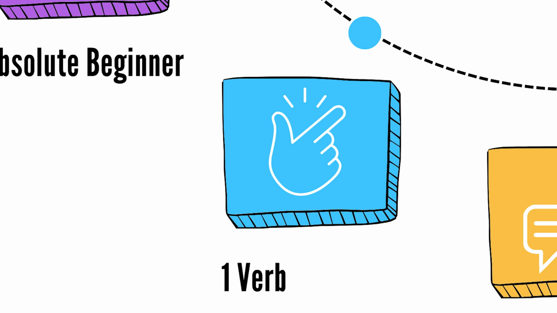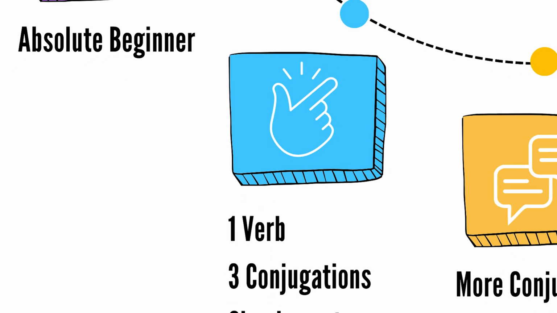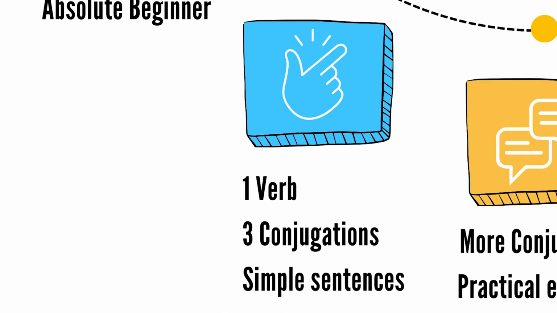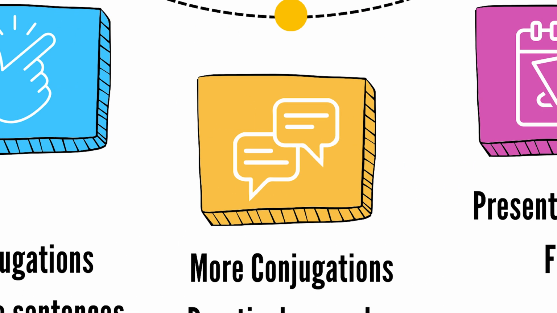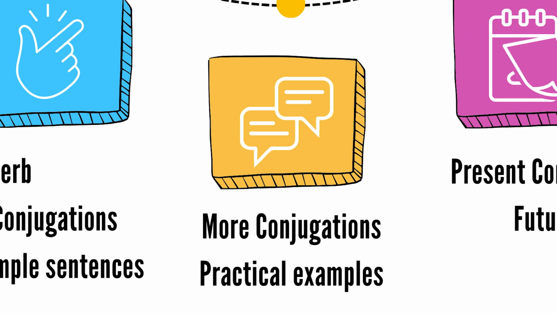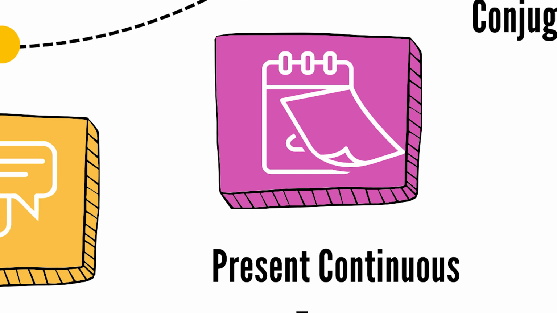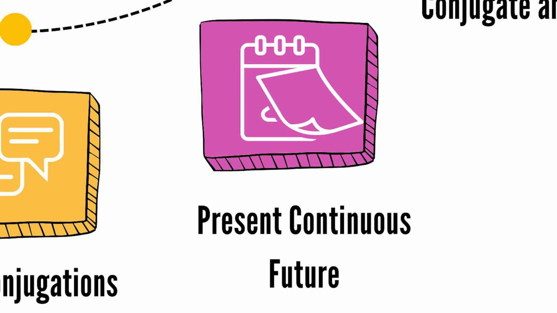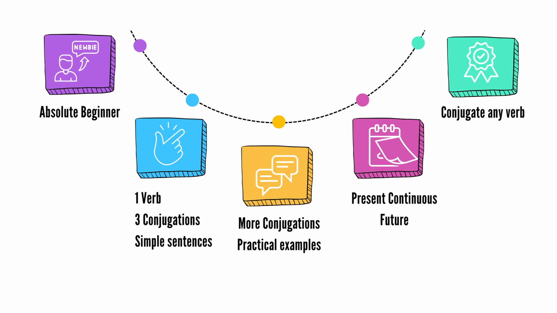We will start with one verb and only 3 conjugations and immediately put them into useful and simple sentences. And then as we learn more verbs, we will gradually look at the rest of the conjugations and we will put each verb immediately into practice. We will also talk about present tense continuous or the future. Without further ado, let's get into it.